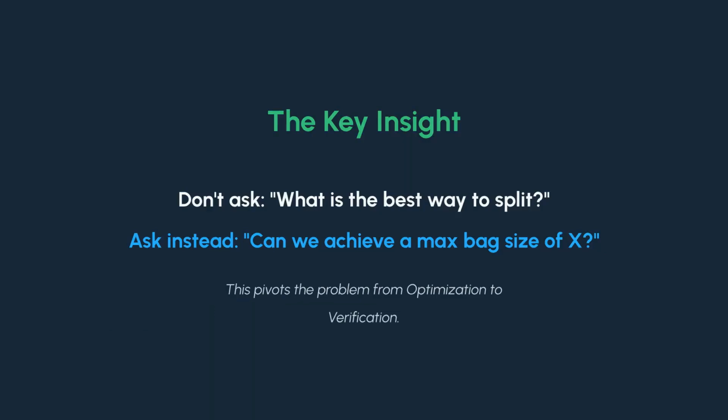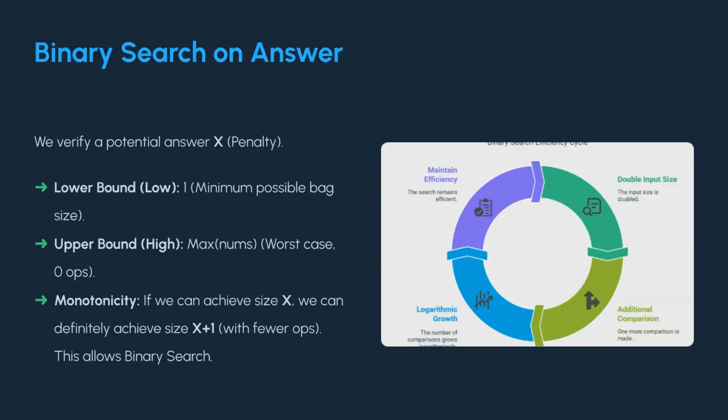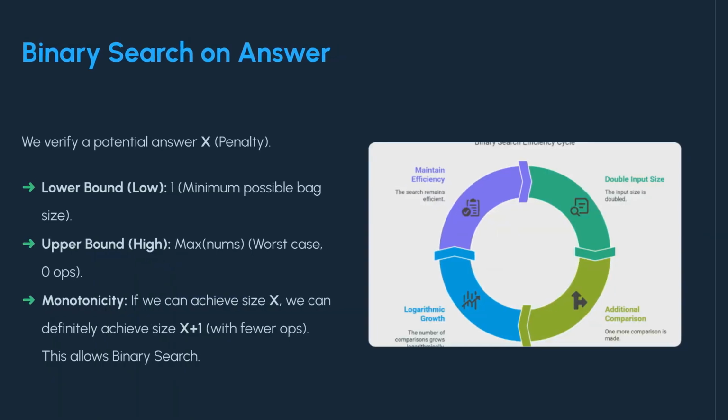The key insight is to change the question. Instead of asking what is the best way to split, we ask, can we achieve a maximum bag size of X? This shifts the problem from optimization to verification. We can now use binary search on the answer X, the penalty. The search range is from 1 to the maximum number of balls. The problem is monotonic. If we can achieve size X, we can certainly achieve X plus 1, enabling binary search.